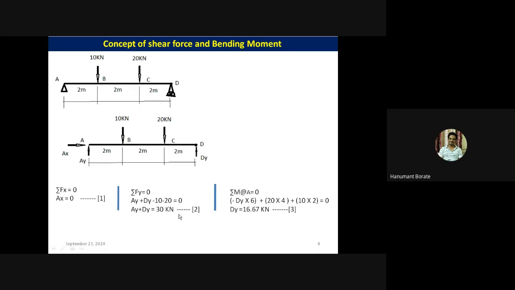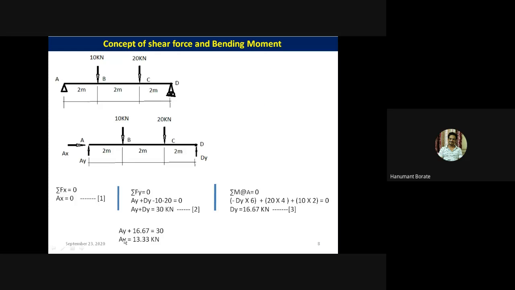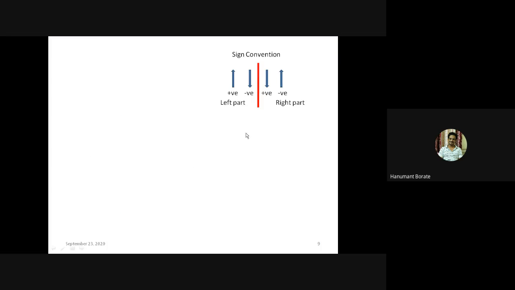If we put the value of this Dy in this equation, we'll get the value of Ay, that is Ay equal to 13.33 kilonewton. Okay, now this is the first step to understand the concept of shear force. Now sign convention is important. For the SF, when we consider the left part of the beam, treat upward forces positive, downward forces negative. If we consider the right part of the section of a beam, then treat downward forces positive, upward forces negative.